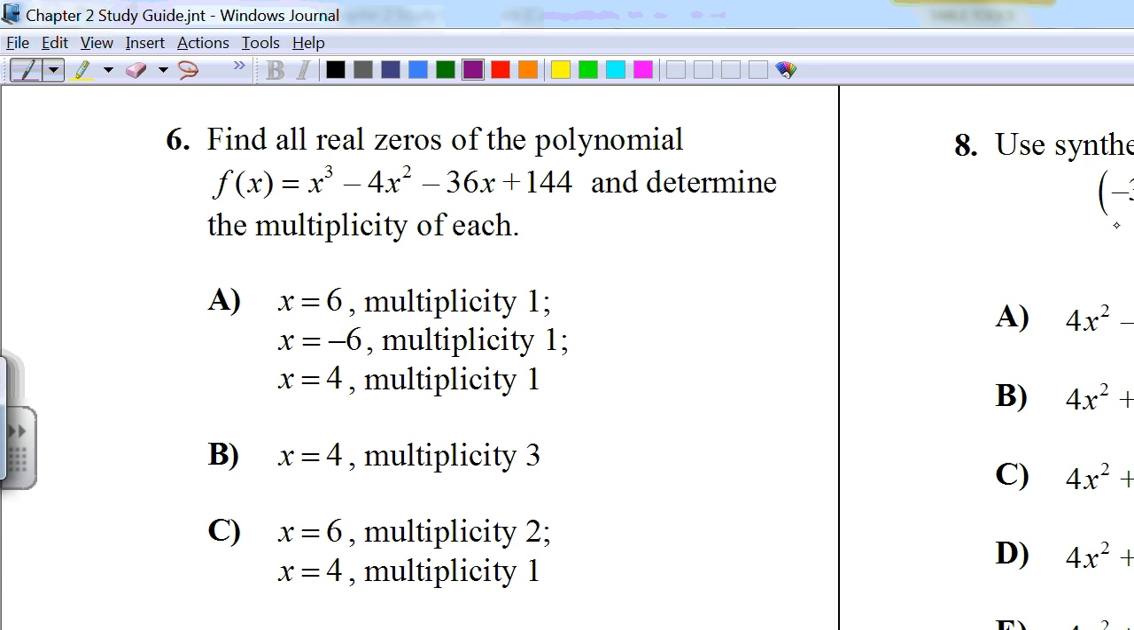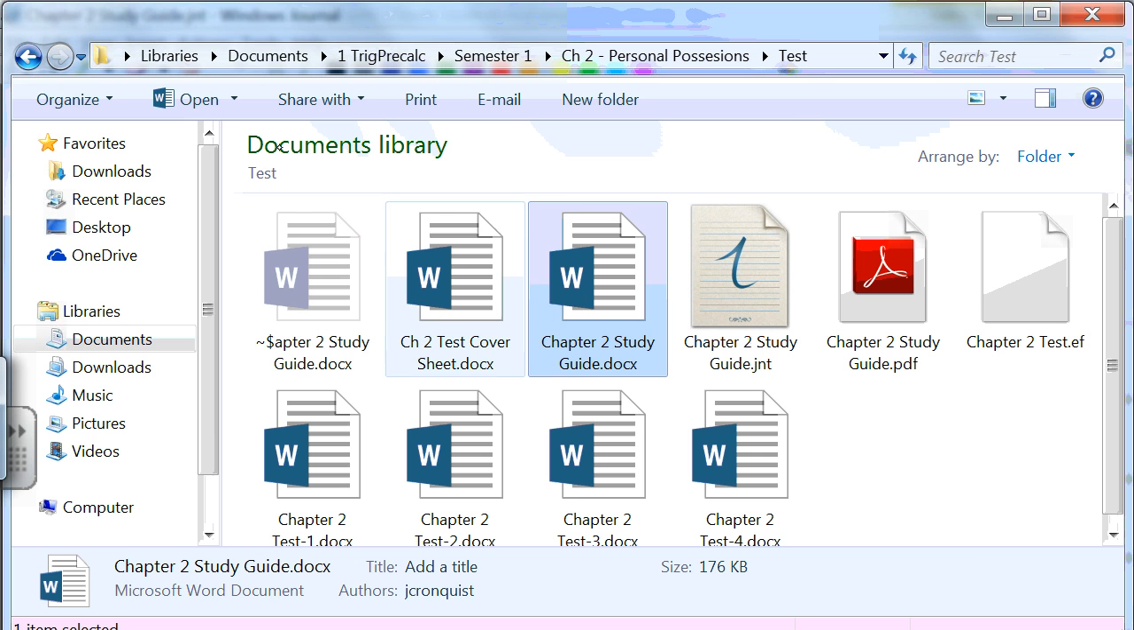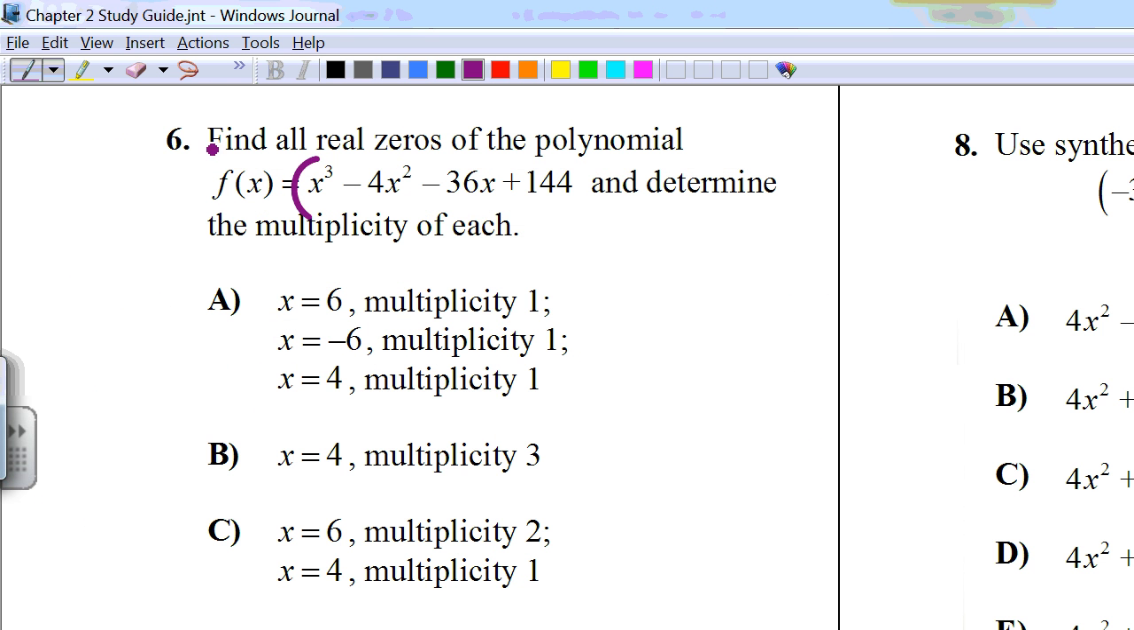Find all real zeros of the polynomial f of x equals x cubed minus 4x squared minus 36x plus 144. Alright, so we're looking to find all the real zeros and determine the multiplicity of each. Okay, let's see. What is 144 divided by 36? 4. Excellent. That's what I want. So if I look at this, I'm going to do a grouping.